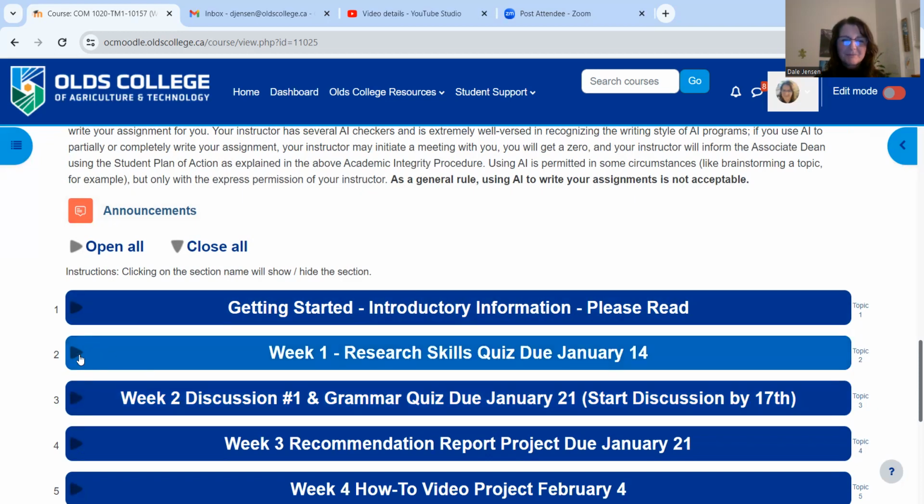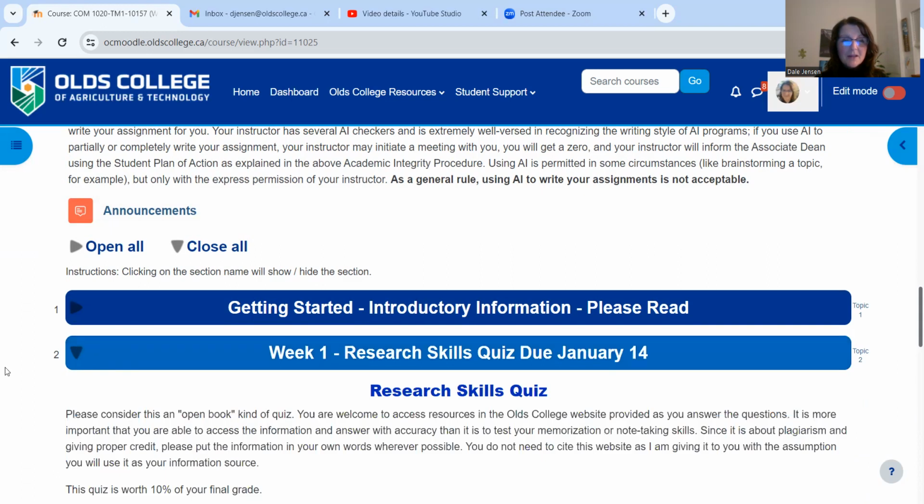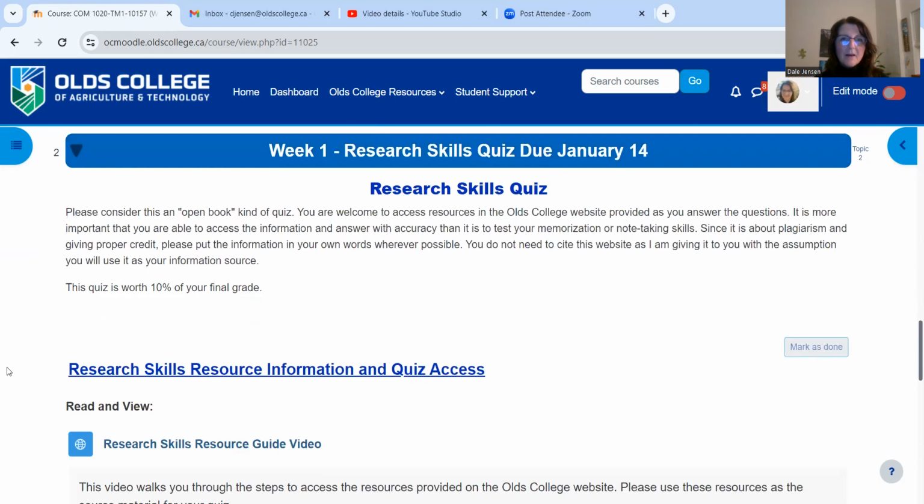So that's pretty great. This research skills quiz is helpful because it's showing you how to find the resources you're going to need for that recommendation report. And that recommendation report is a pretty big project. I've got it set up sort of like an open book quiz. Actually, a lot like an open book quiz.